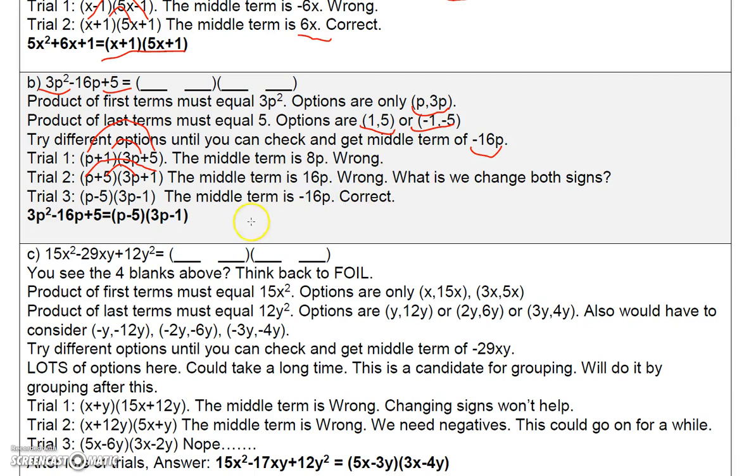So what if we change both signs? Let's change both signs to minus. Now if I do that, I get p times minus 1 is minus p, and minus 5 times 3p is minus 15p, and we know that minus p minus 15p is minus 16p. So that gave me the correct middle term, so this must factor into p minus 5 and 3p minus 1.